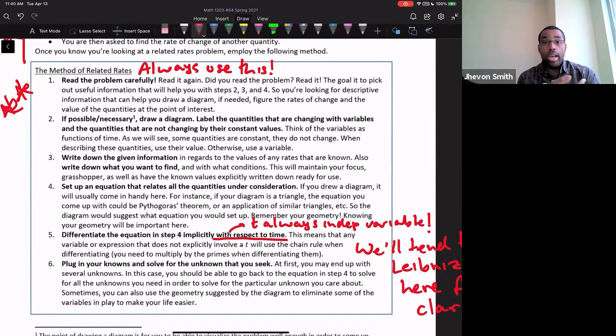Now, once you differentiate, you now have an equation that has all the rates of change in it, maybe some other variables too, and you can have the rate of change that you care about in this equation as well, would be the point. So what you're going to do is now you're going to plug in your knowns and solve for your unknown.